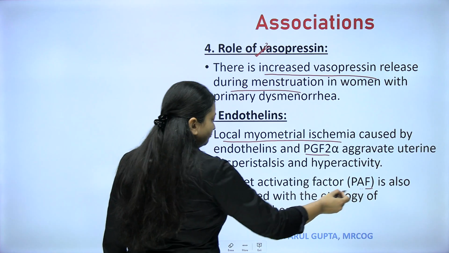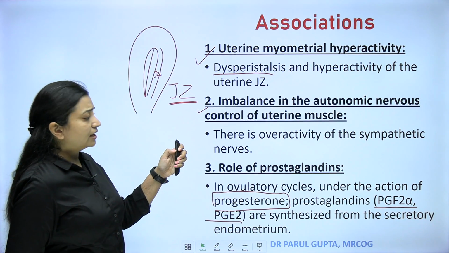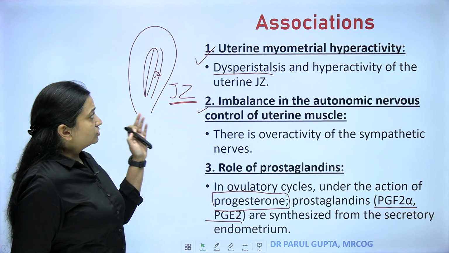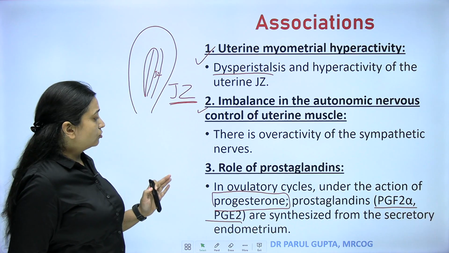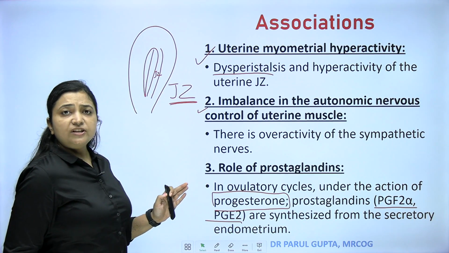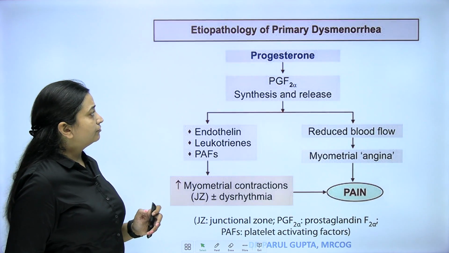Platelet activating factor is also associated. So we should remember these names and the associations: uterine myometrial hyperactivity, imbalance of autonomic nervous control, prostaglandins, especially PGF2 alpha, PGE2, vasopressin, endothelins and PAF.